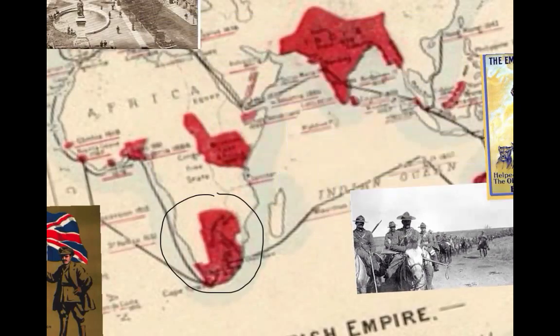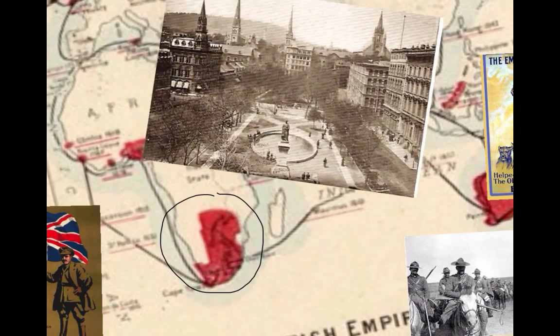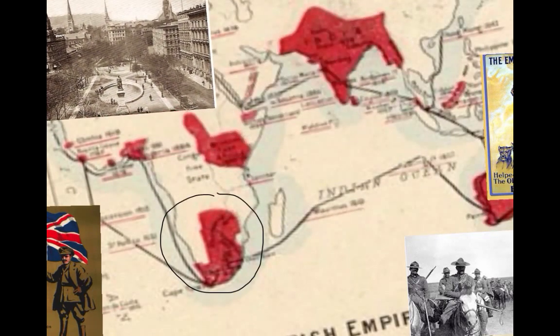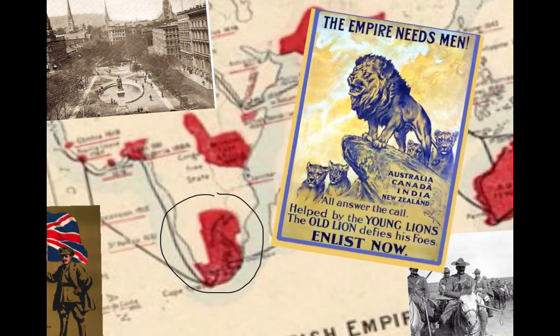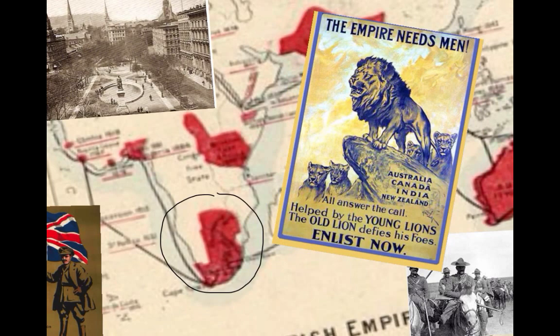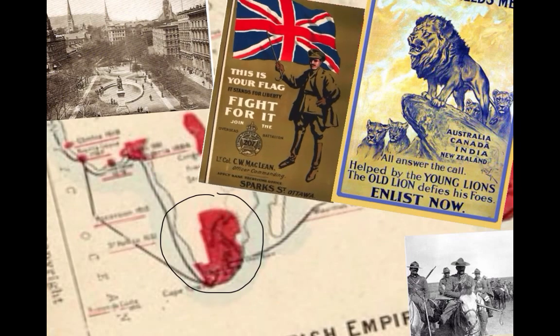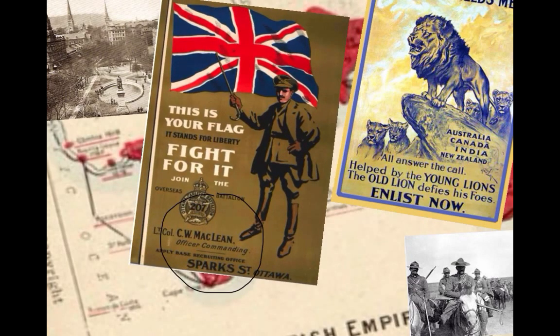Other examples of imperialism at the time can be seen here. This is Victoria Square in Montreal with the statue of the Queen, very predominant in the middle. And then other aspects are recruitment posters. So these are First World War recruiting posters. As you can see, the Empire is symbolically shown as the lion with her cubs. So you have Australia, Canada, India, New Zealand, and this one here where it's talking about defending your flag. But notice the flag isn't the maple leaf, it's the British Union Jack.